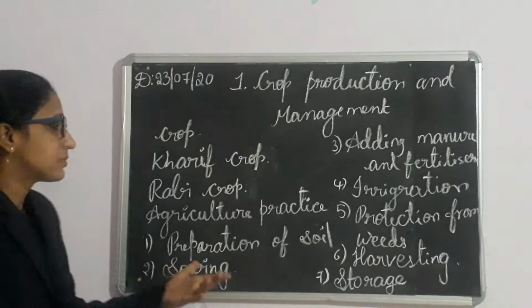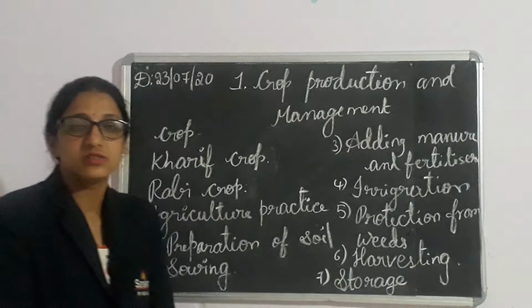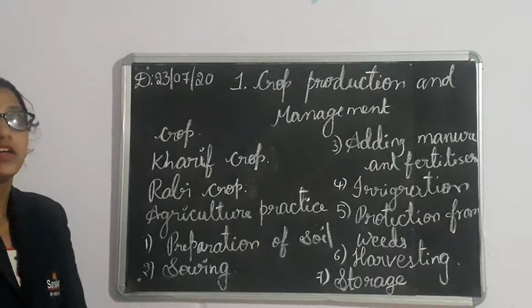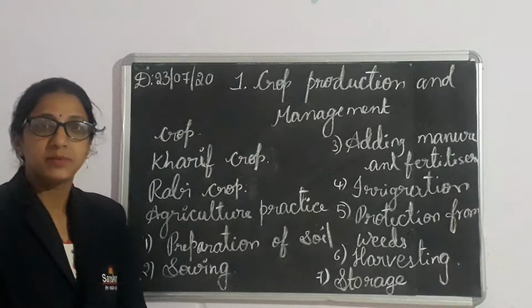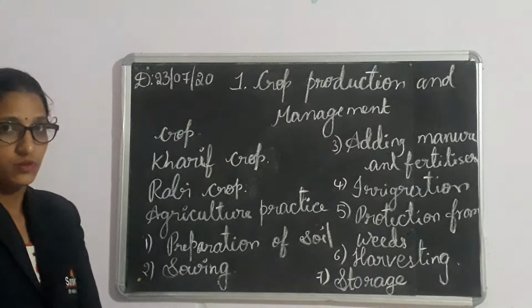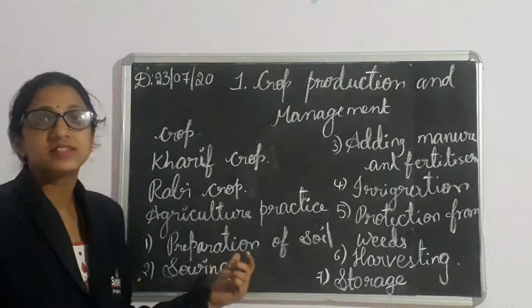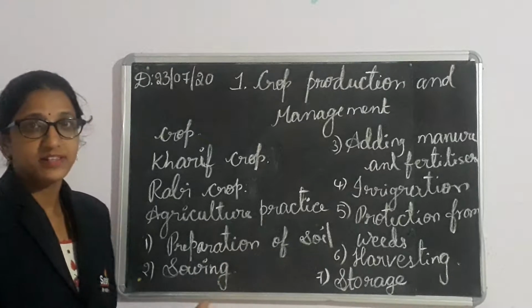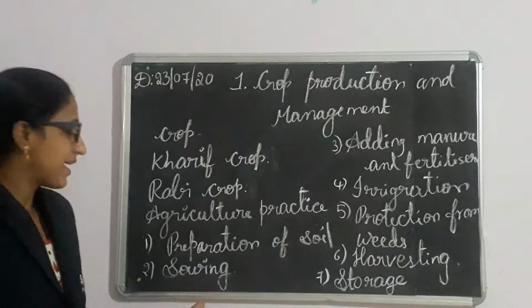In this, the first one is preparation of soil. In the preparation of soil, we use agricultural implements like the plough, hoe and cultivator. By using these, the farmer prepares the soil for agriculture.